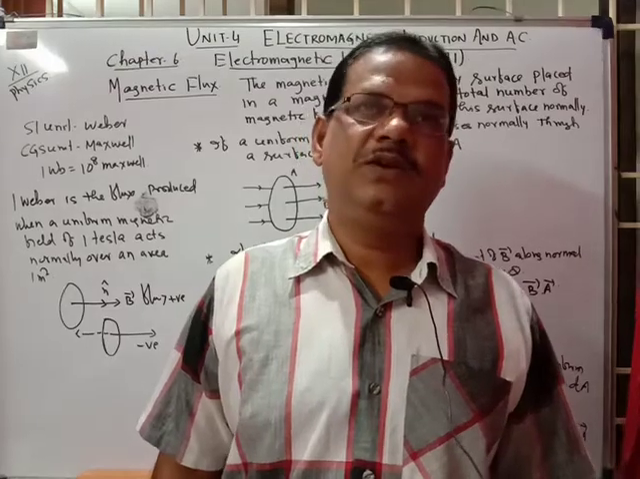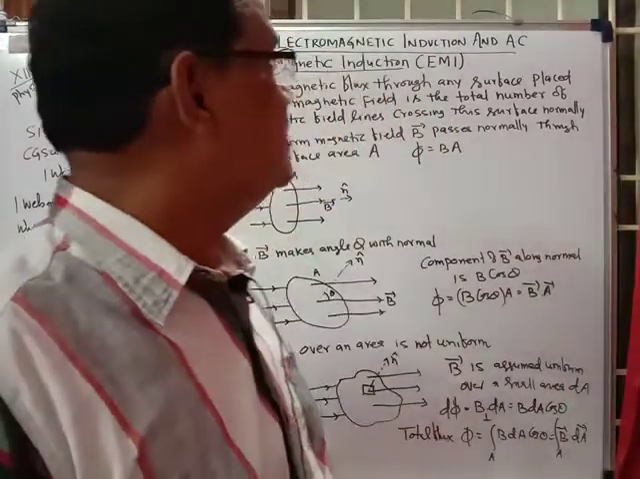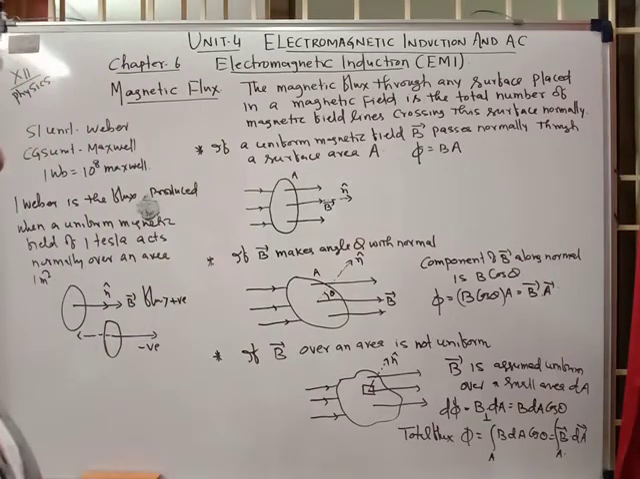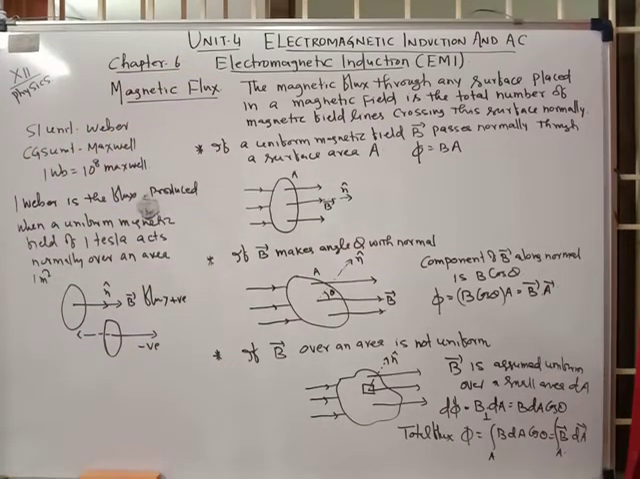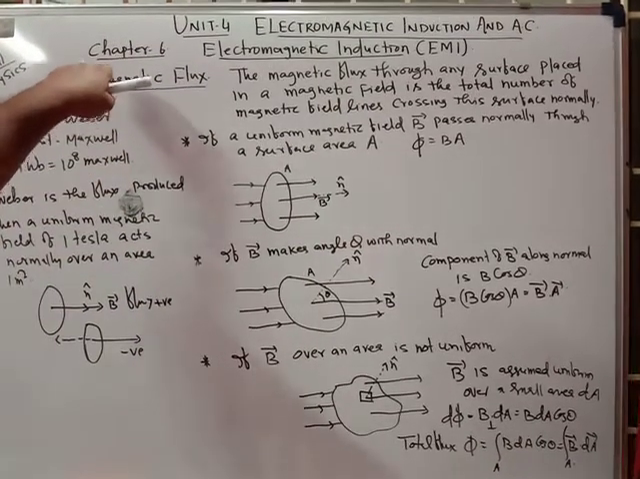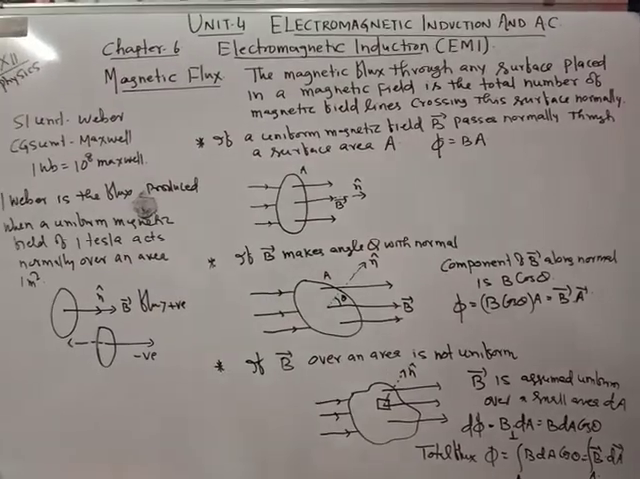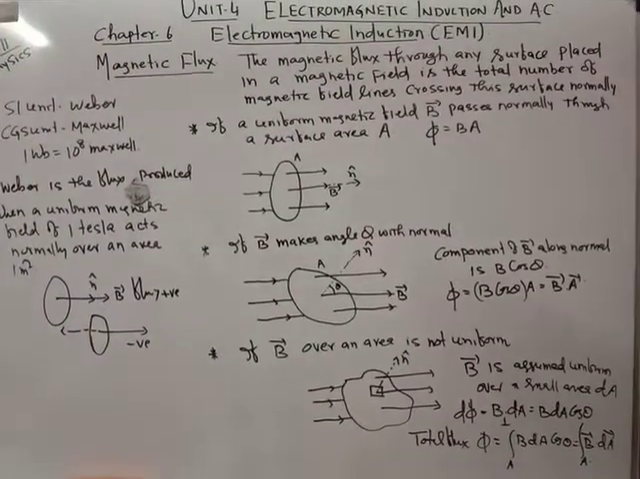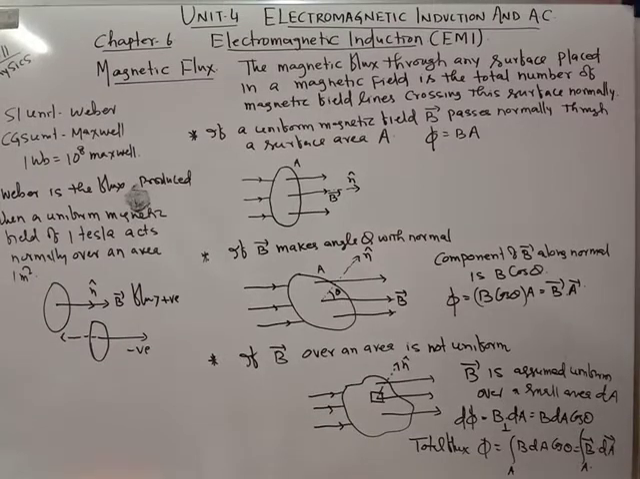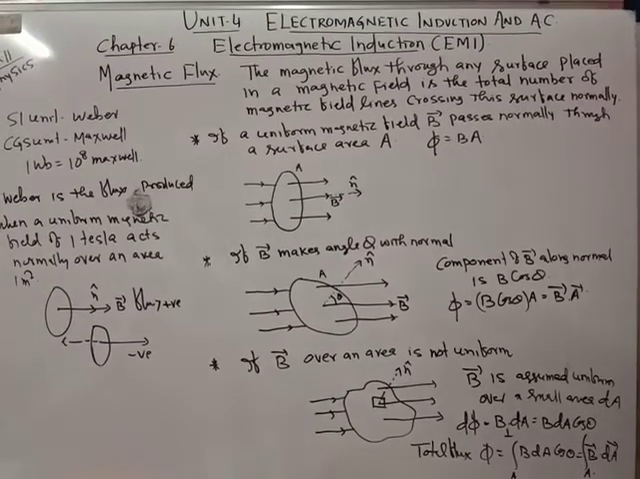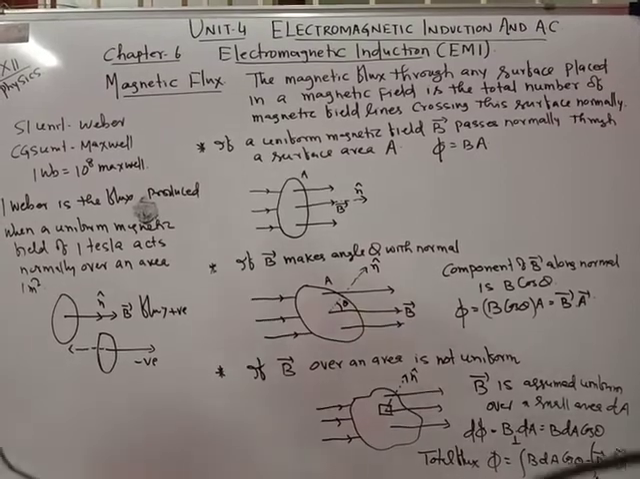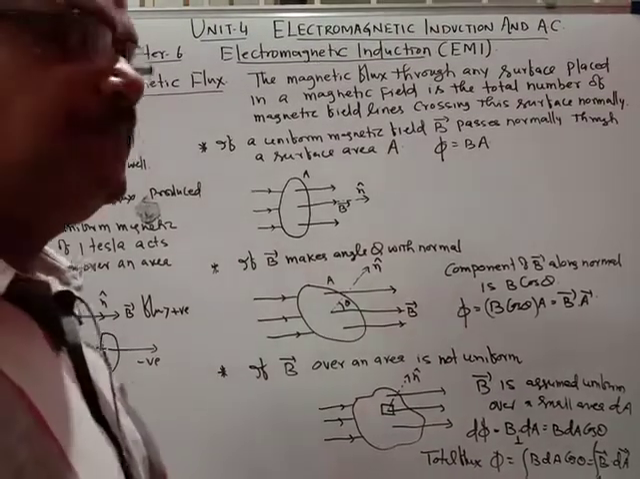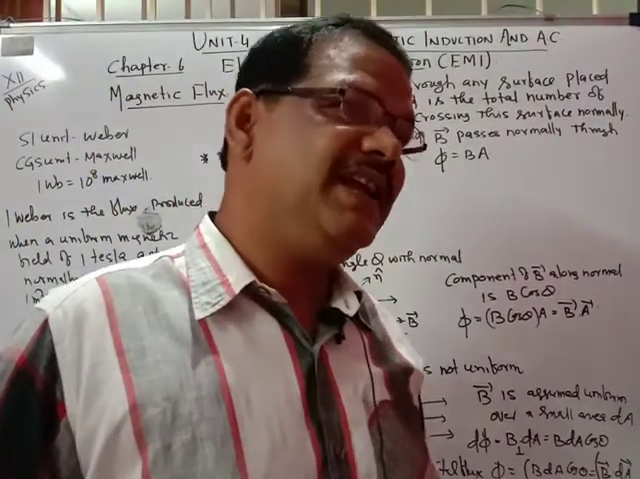Friends, today we have to discuss the new chapter, that is electromagnetic induction and alternating current. That is Unit 4, and it covers Chapter 6, electromagnetic induction, and Chapter 7, alternating current. Here, in the chapters on electromagnetic induction and alternating current, we will find how electric current is produced with the help of a varying magnetic field.